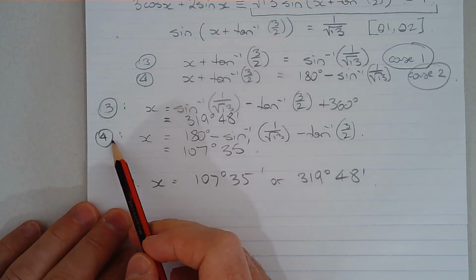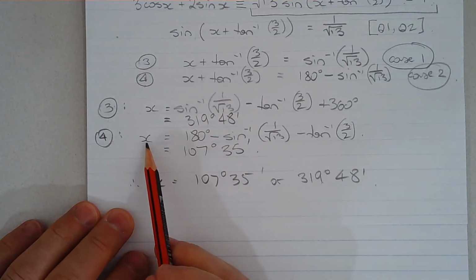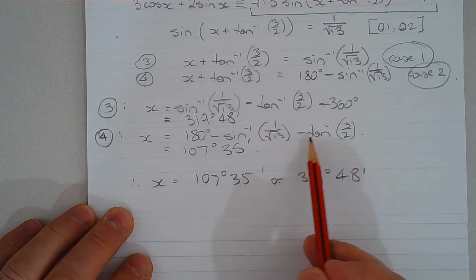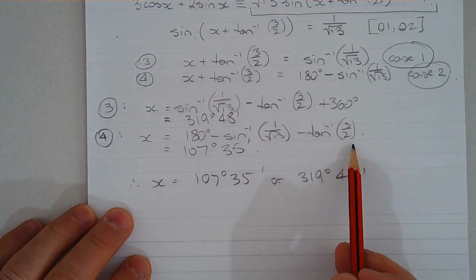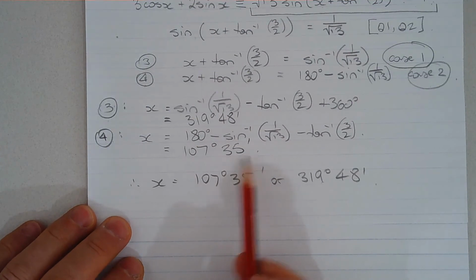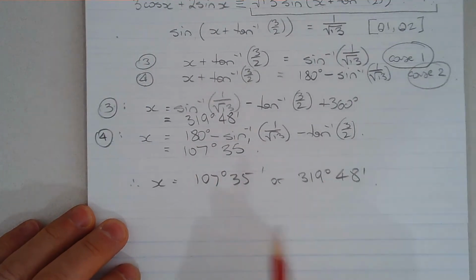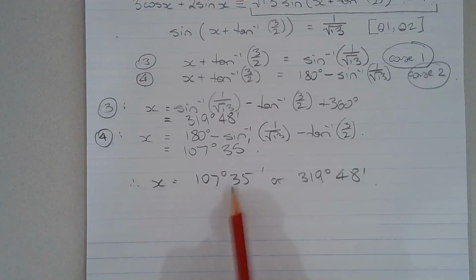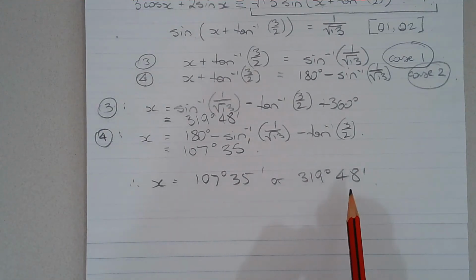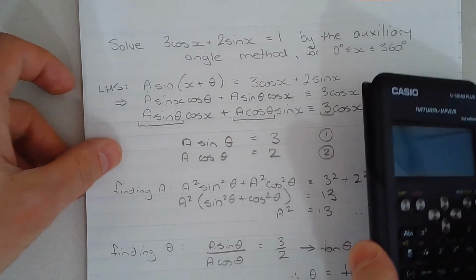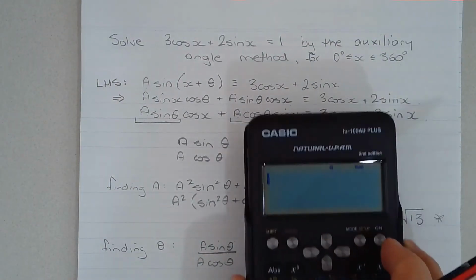Now the other case is the quadrant 2 case, so x is equal to 180 degrees minus inverse sine of 1 on root 13 minus inverse tan of 3 on 2, and you get x equals 107 degrees 35 minutes. So just writing the answers on a separate line, therefore, x equals 107 degrees 35 minutes, or 319 degrees 48 minutes. Now I've checked both of those, but just to show you quickly, and I think this is also just being prudent, check both answers.